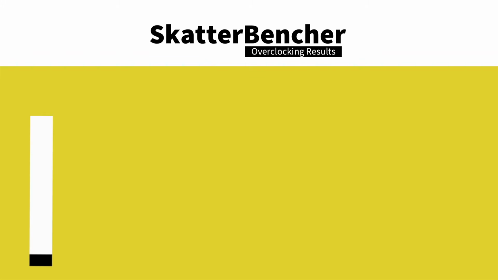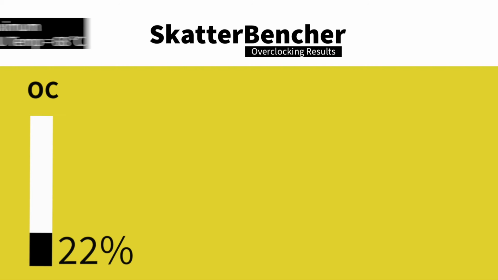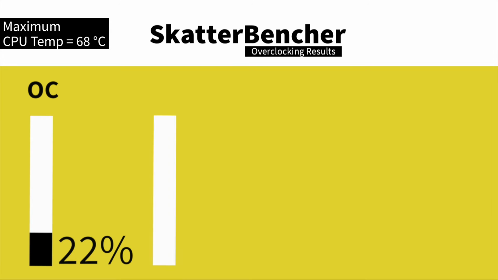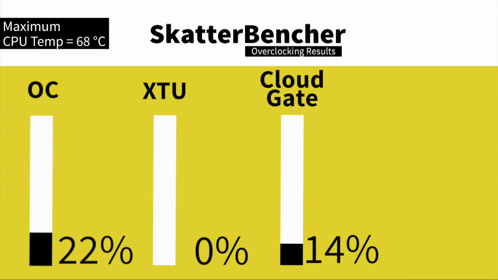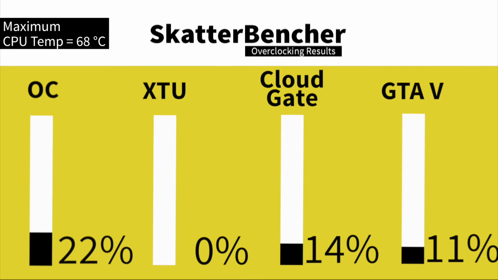We've increased the IGP frequency from 1150 MHz to 1400 MHz, which is about 22%. In XTU, we see no performance increase, which is normal because it's a CPU-only benchmark. In CloudGate, we have about 14%, and in the GTA 5 benchmark, we have an 11% increase.